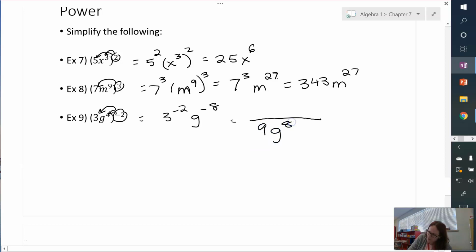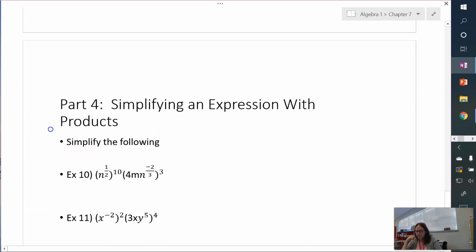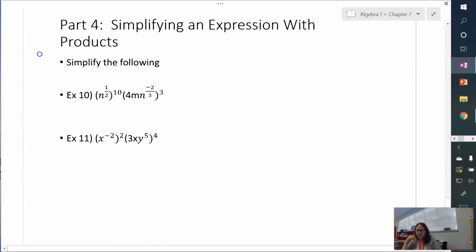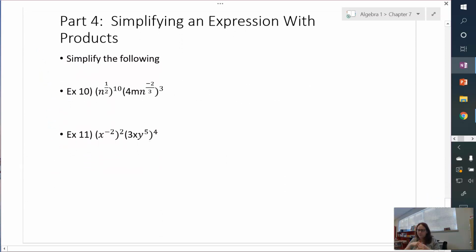G to the 8th. And then because there's nothing left upstairs, put a 1 in there. Okay, so now we're going to simplify an expression with products. So I've got powers raised to powers, and I'm multiplying them together. First thing I want to do is multiply my exponents. So 1/2 times 10 gives me n to the 5.